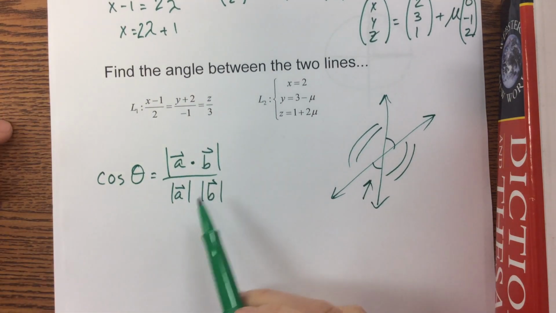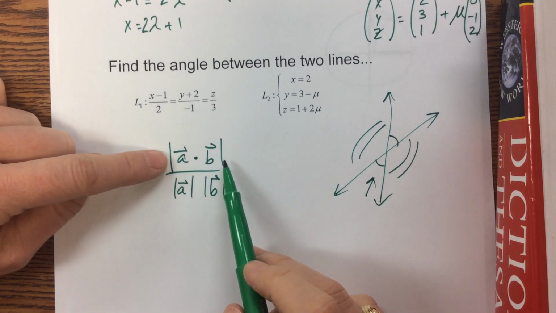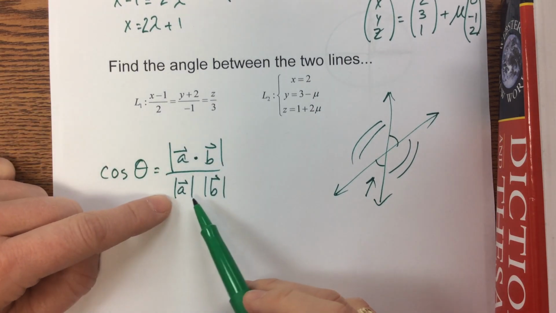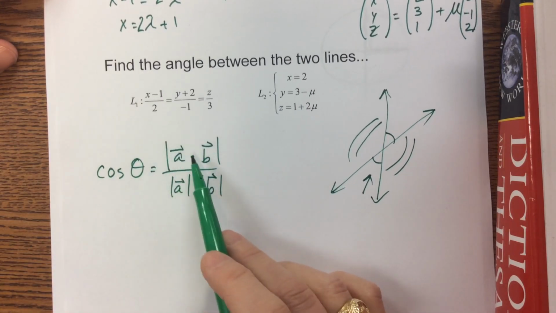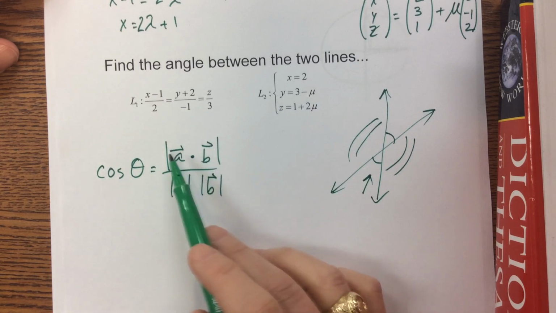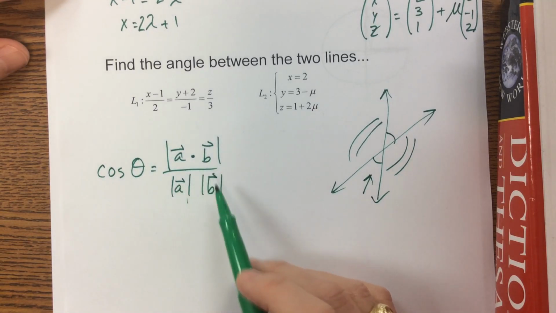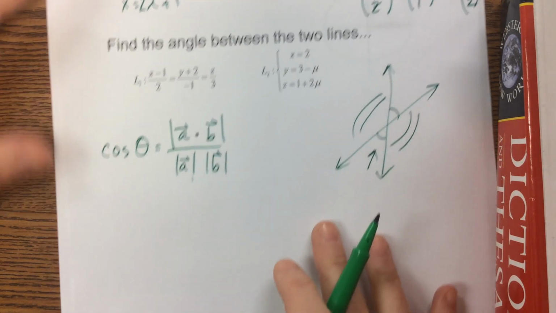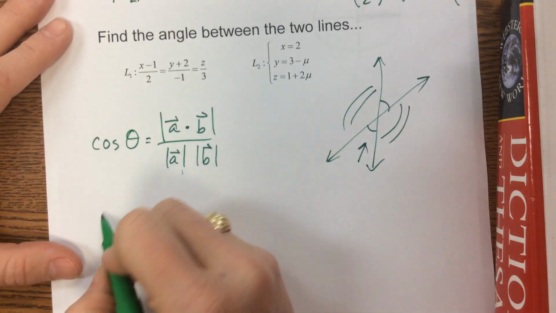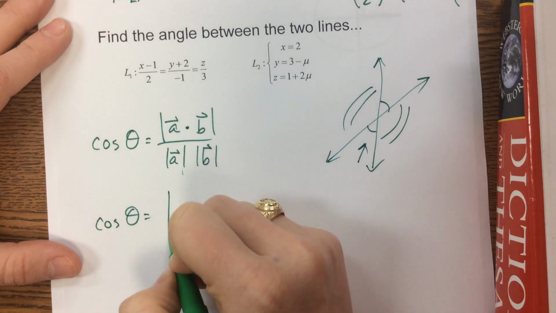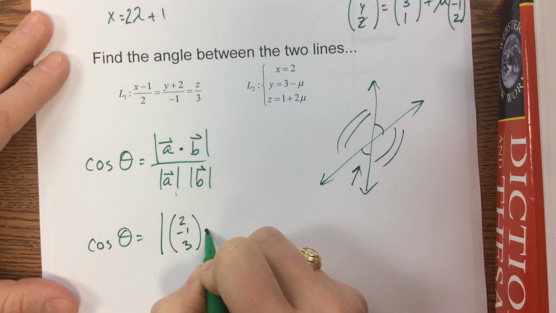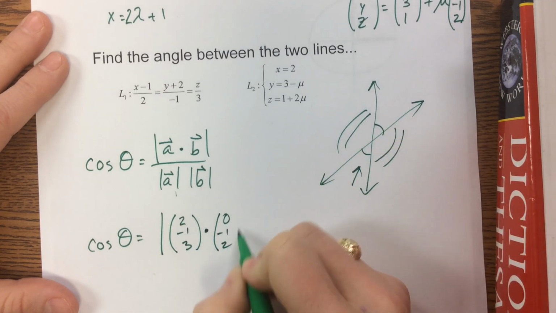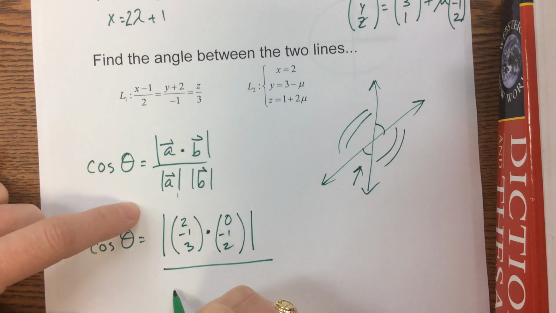So notice, you got to love math. These bars represent absolute value, and these bars represent magnitude, and you do need to know the difference between them. Keep in mind, the scalar product gives you a scalar for an answer, and so taking the absolute value of a scalar is what we're doing, whereas these are vectors, and so we talk about the magnitude of the vectors. Okay, so now cosine of theta is equal to the absolute value of the dot product of our two direction vectors. And that's 2, negative 1, 3, dotted with 0, negative 1, 2, over the magnitude of those.